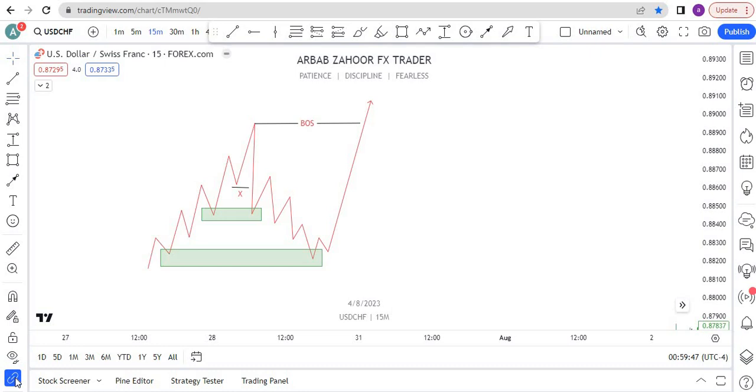In this video you are going to learn the POIs that actually work on SMC. You must watch this video till the end so you don't miss any part, because I am going to teach you step by step the selection of POI and the importance of that POI, why that POI works and why another POI does not work. So watch this video till the end.